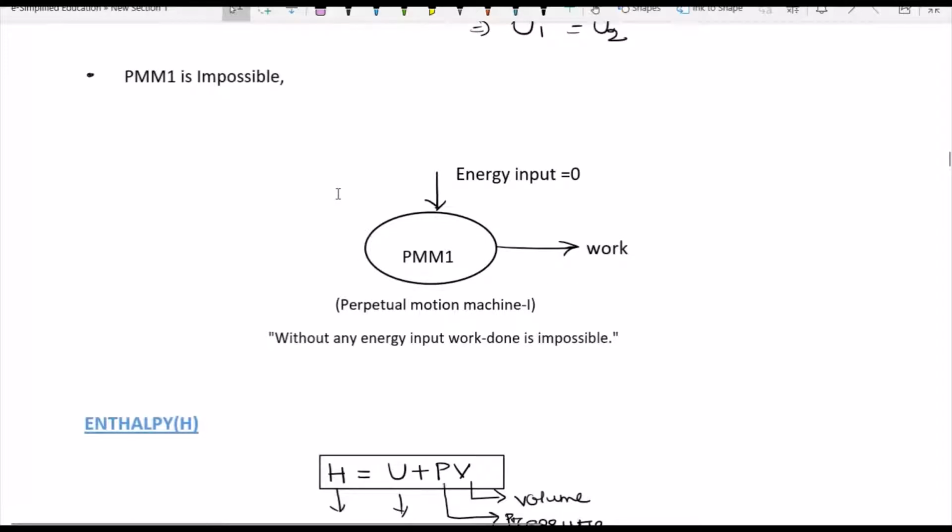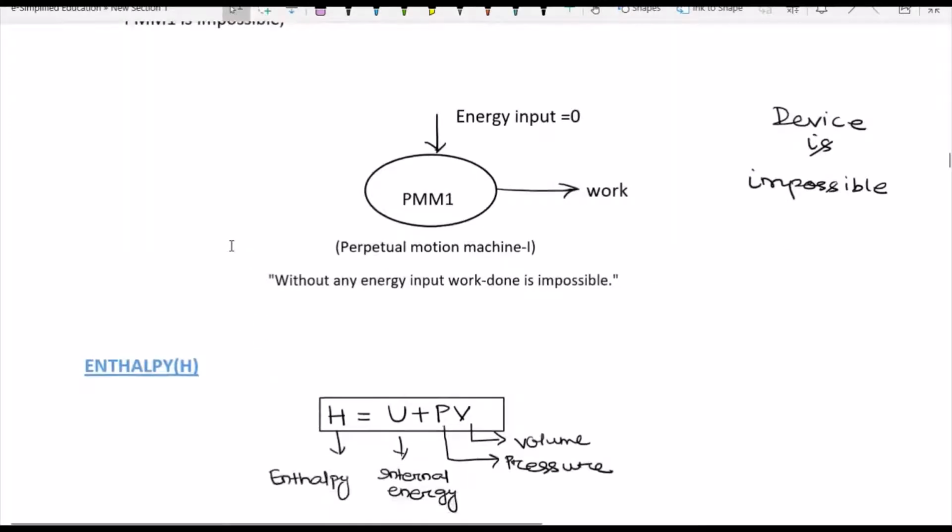Next, coming to the limitations of the first law of thermodynamics, there is PMM1. PMM1 means perpetual motion machine 1. PMM1 says that without any energy input I can get work, but that is impossible. So work done without any energy input is impossible. We cannot make this device. Without any energy input we cannot get any work done. That's why this is impossible.